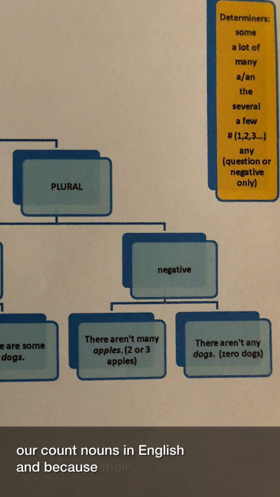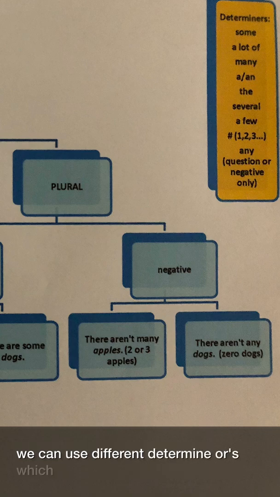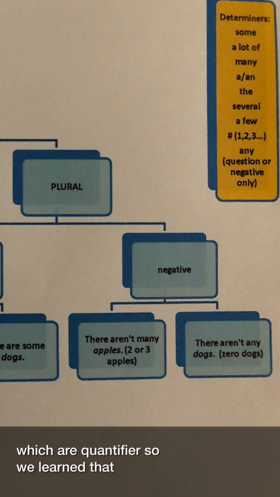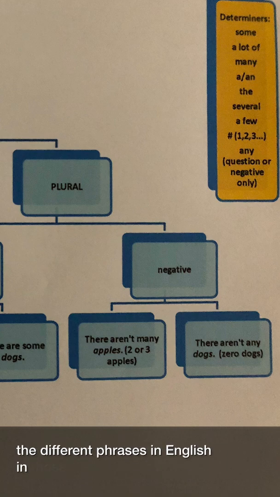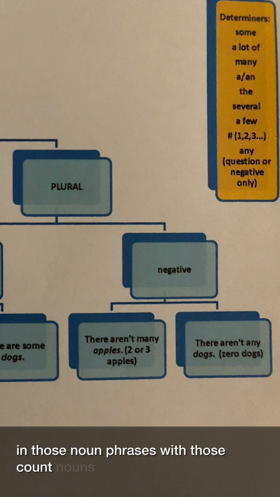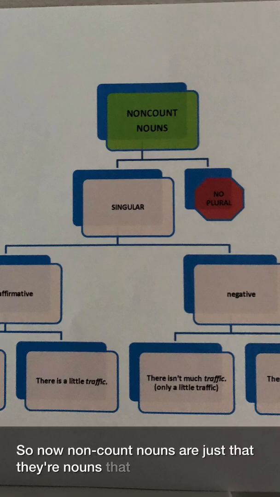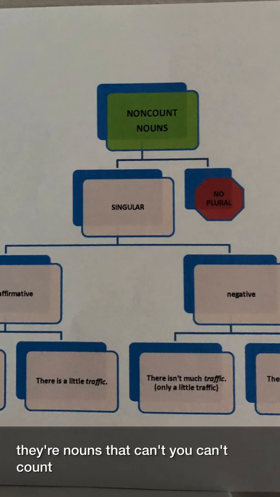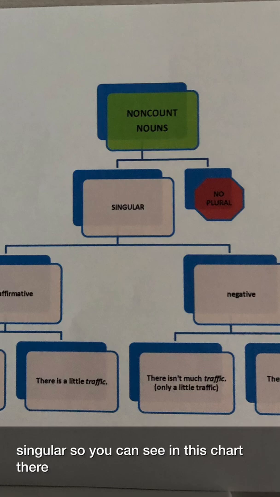And because they're count nouns, we can use different determiners, which are quantifiers. So we learned that when we talked about the different phrases in English, in those noun phrases with those count nouns. So next we'll talk about non-count nouns. So non-count nouns are just that. They're nouns that you can't count. So they can only be used in the singular. So you can see in this chart there isn't a plural.